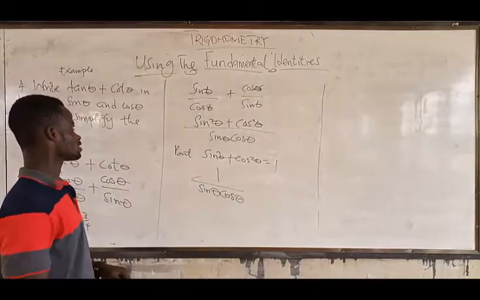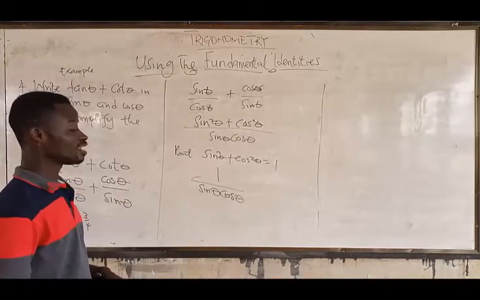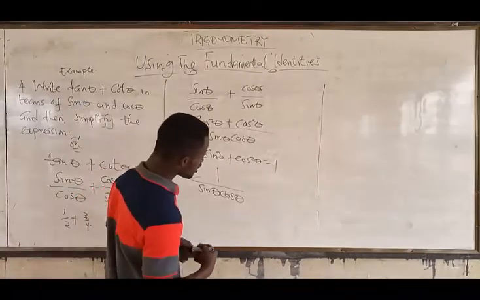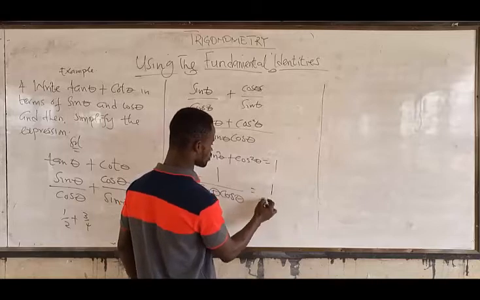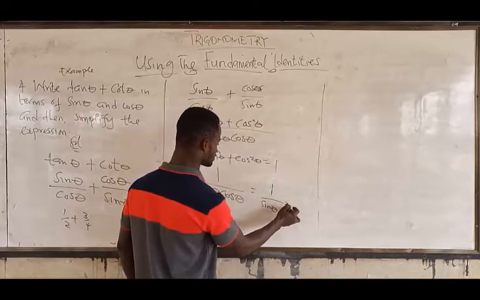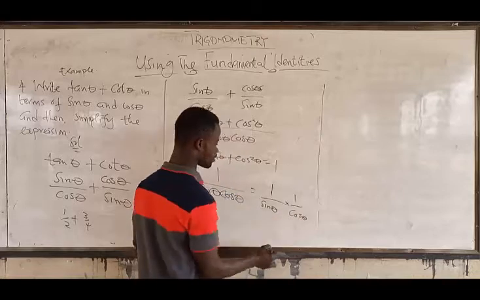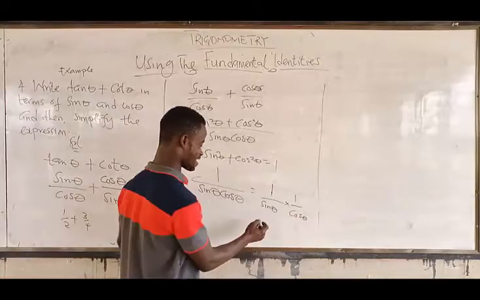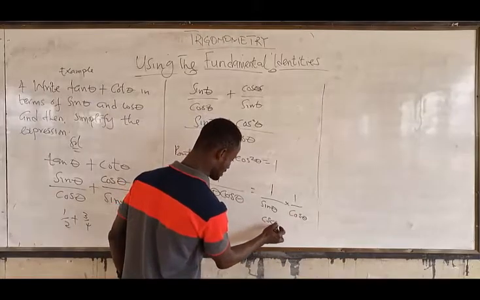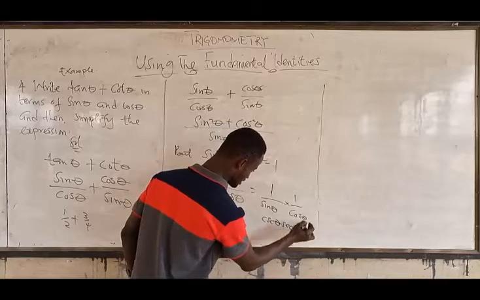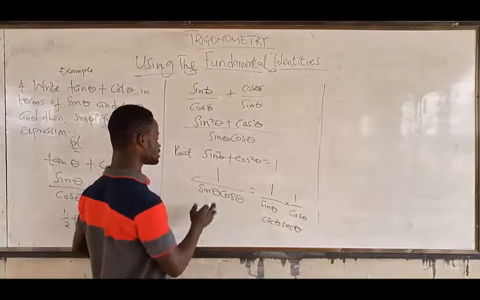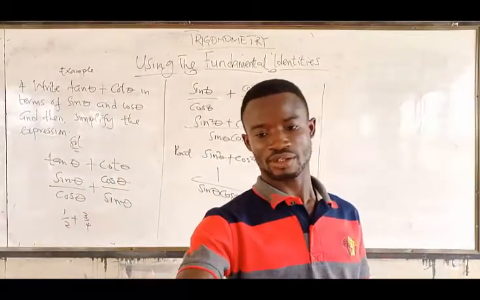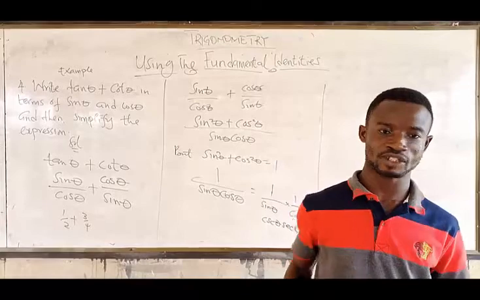You're not yet done. You can still continue with it. Somebody can choose to write it this way. Do you know that this is the same as 1 over sin theta times 1 over cos theta? This gives cosec. This gives sec. So this is cosec theta sec theta. It's the same thing. But let's leave it this way and go our way. Very good. Let's look at the 5th question.